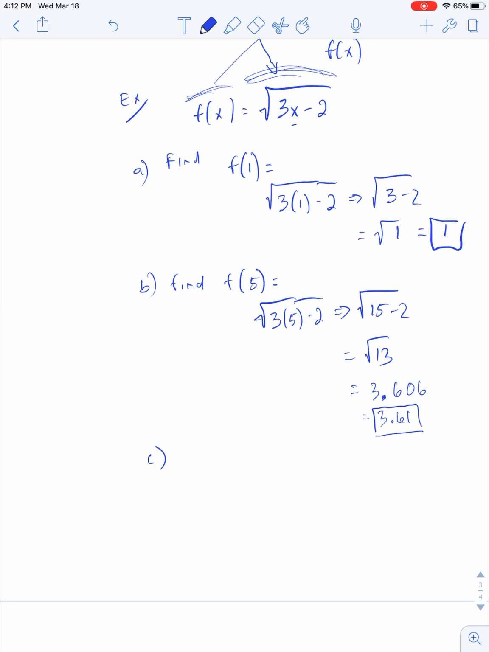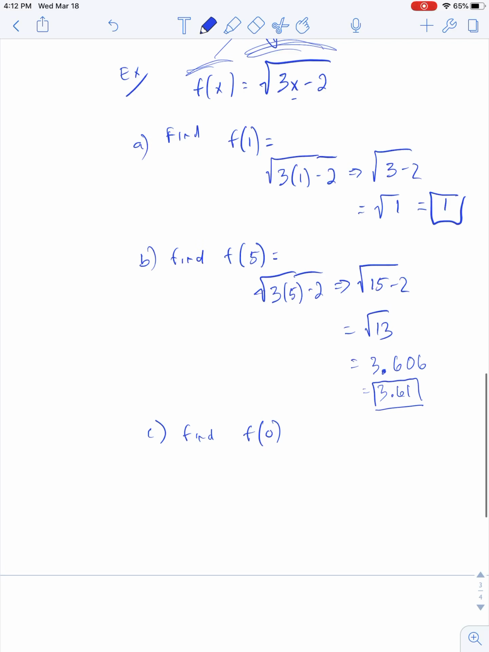And a last example here. Find f of 0. So once again, all we're doing is just replacing. So it's the square root of 3 times 0 minus 2, which gives us 0 minus 2, or in other words, negative 2. And once again, a negative number inside is not possible, so not a real number.